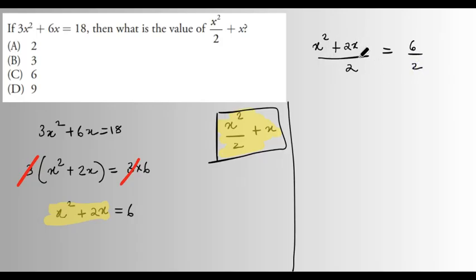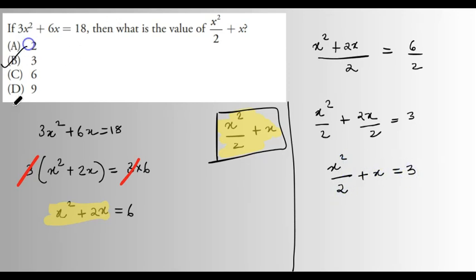So while splitting up the denominator to each one of them separately, I'll be getting x square over 2 plus 2x over 2 equals 3. So which is x square over 2 plus x equals 3. So literally your answer is going to be 3. While explaining, it takes a little bit of time, but if you understood what you're supposed to do there, in seconds you can solve this problem. So your answer is going to be 3 over there.